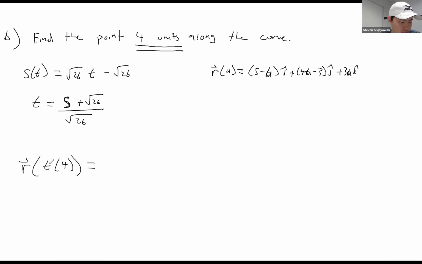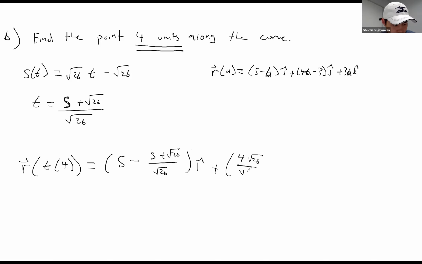All right, so let's try and figure that out. What we're basically plugging in is 5 minus s plus square root 26 all over square root 26 i hat plus 4 square root 26 over square root 26.